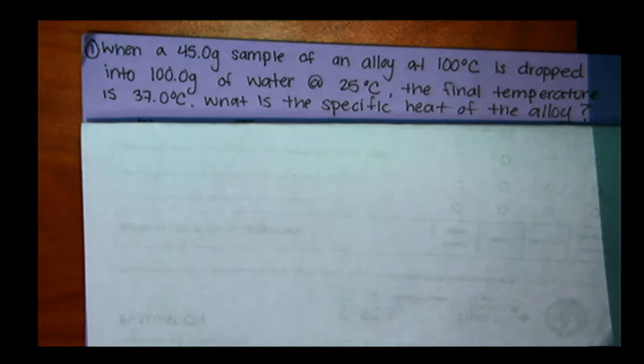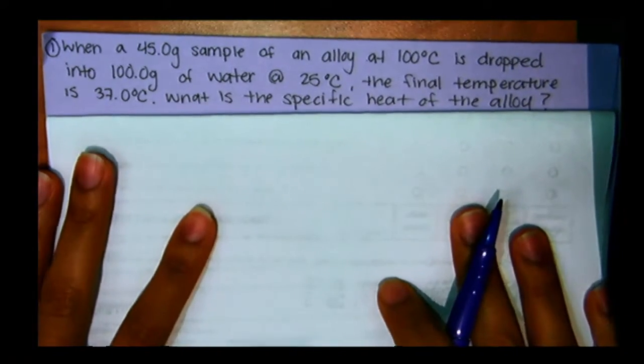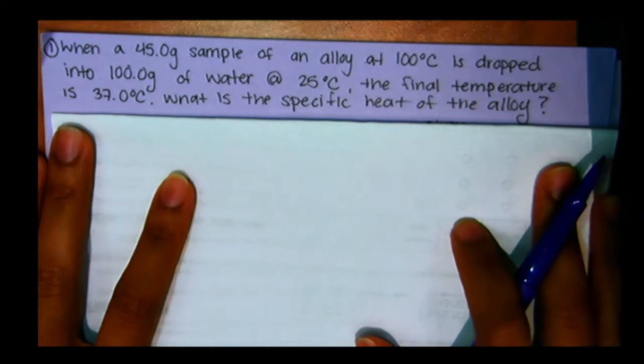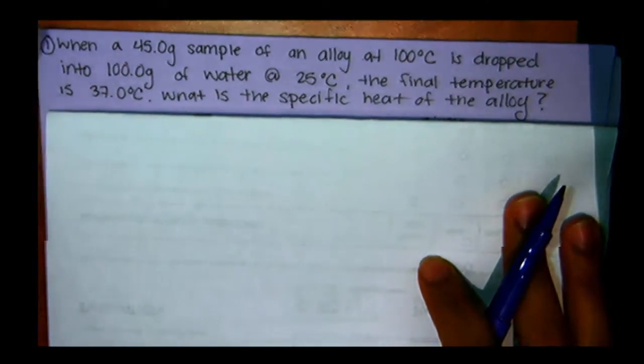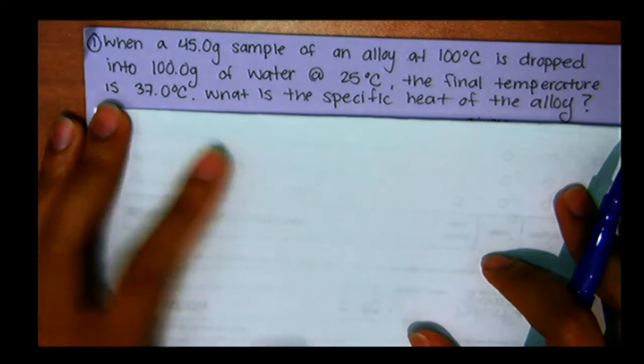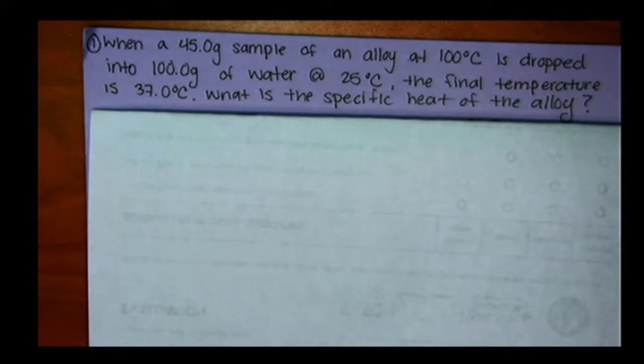All right, the first thing is, when a 45-gram sample of an alloy at 100 degrees Celsius is dropped into 100 grams of water at 25 degrees Celsius, the final temperature is 37 degrees Celsius. What is the specific heat of the alloy? Can everyone see? Yes? We're good? I'm going to take that as a yes.